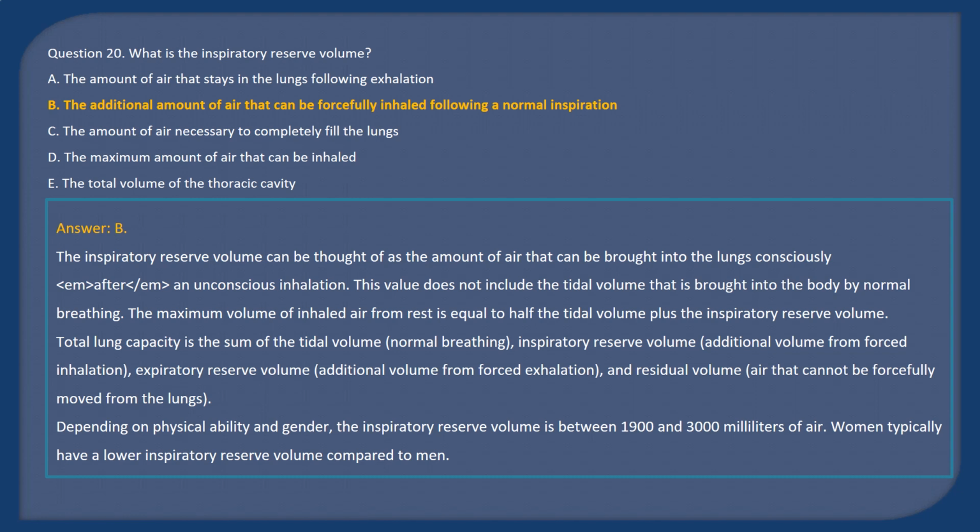Total lung capacity is the sum of the tidal volume, normal breathing, inspiratory reserve volume, additional volume from forced inhalation, expiratory reserve volume, additional volume from forced exhalation, and residual volume, air that cannot be forcefully moved from the lungs. Depending on physical ability and gender, the inspiratory reserve volume is between 1,900 and 3,000 milliliters of air. Women typically have a lower inspiratory reserve volume compared to men.